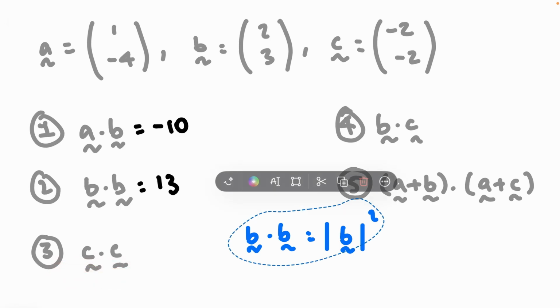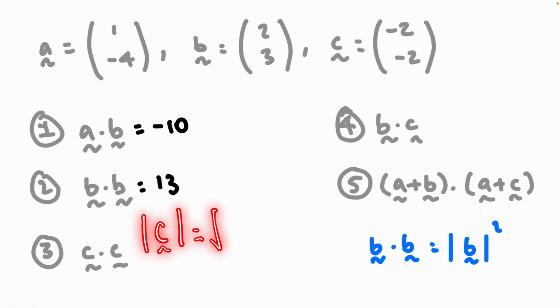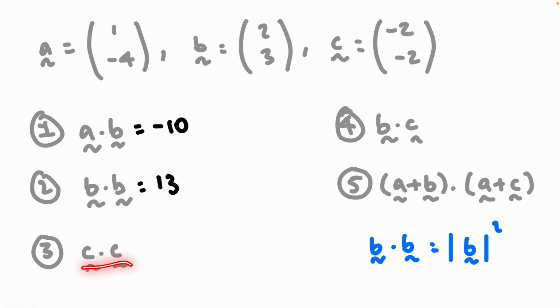Let's use that same logic with this part here in part 3. Let us first work out the magnitude of vector C. We can just do Pythagoras: square root of minus 2 squared plus minus 2 squared. That gives us square root of 4 plus 4, so that's the square root of 8. But we know that C dot C is just the magnitude of C squared, so this is equal to the square root of 8 squared, and the square root and the square cancel. So we just get 8. That is the dot product between these two.